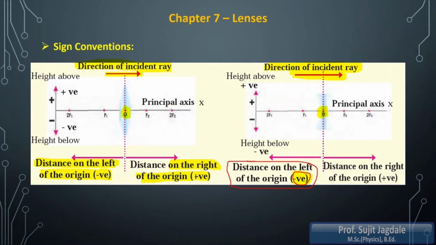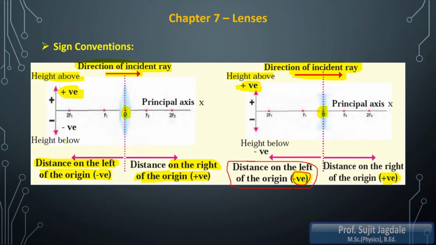Such distances should be taken as positive, whether I am considering the convex lens or concave lens. Then the next sign convention is that if I am measuring the height of object or height of image above the principal axis, then that height should be taken as positive.